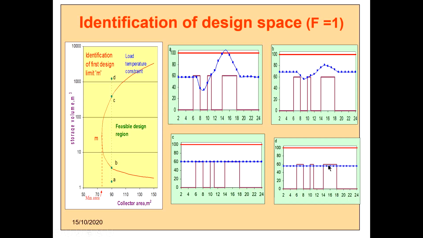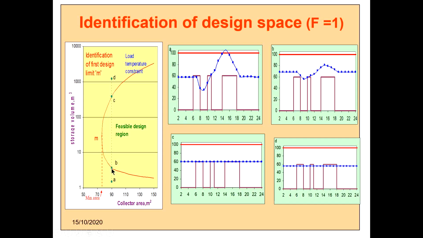The thermal inertia exceeds the demand. The thermal inertia of the storage tank increases to such an extent that the storage temperature goes below 60 degrees Celsius, which is not acceptable to me. So this is indicated by D. So my B and C points are acceptable points, and in between B and C, corresponding to 90 meter square of collector area, any storage tank value between B and C is acceptable to me.